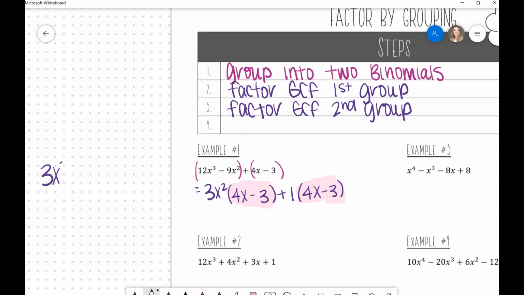Let's say I had 3x squared times 2 plus 1 times 2. They both have a 2 in common, so we could factor a 2 out of both of them. And when I pull a 2 out from here, I'm left with 3x squared. And when I pull a 2 out from here, I'm left with a 1. What we did is basically just reverse the distributive property. If I were to multiply that 2 through, I'd get this back.